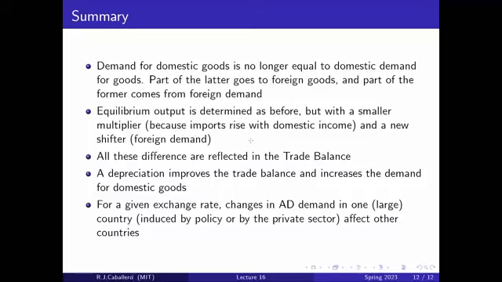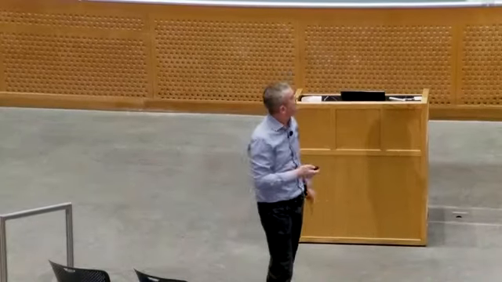Okay, so that's all that I want to say for today. So, summary. Very important: demand for domestic goods is no longer equal to domestic demand for goods, because part of the latter will go to foreign goods, and also part of the former will come from foreign demand. So that's what is new in this part. You have an extra component. And the other thing that is new is that these extra components, the exports and the imports, are functions of things that we didn't have before, the exchange rate in particular.